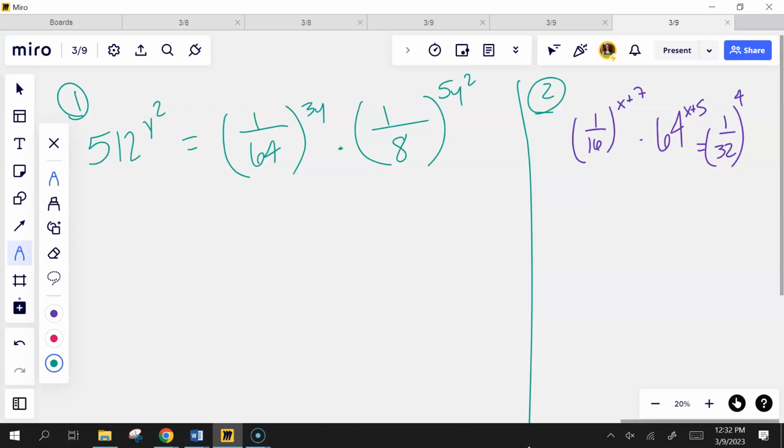I don't know what y'all talking about. So I would write, what's your common base here? 8, right? 8 to the what is 512? So I would do 8 to the third, and then y squared is here. And so what happens is this just becomes 3y squared.